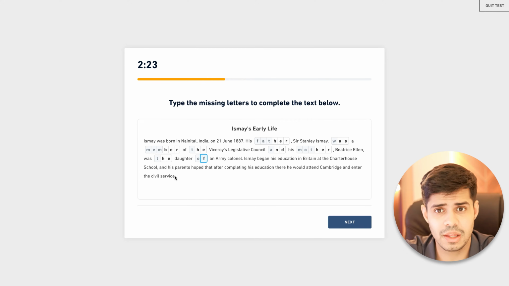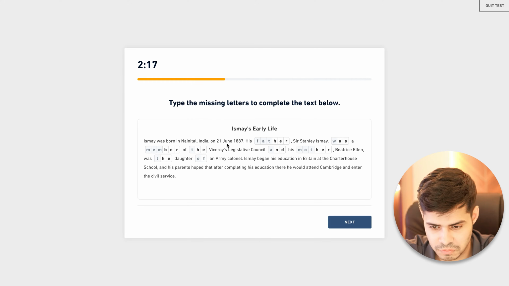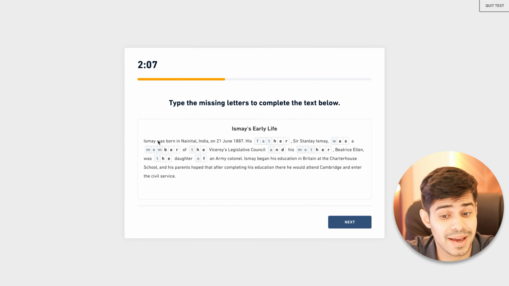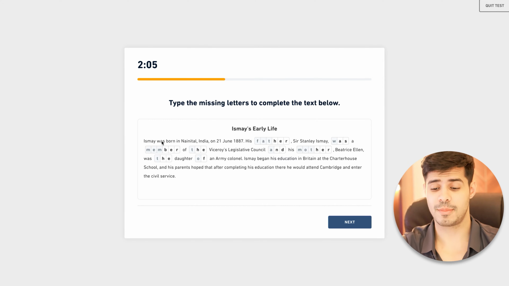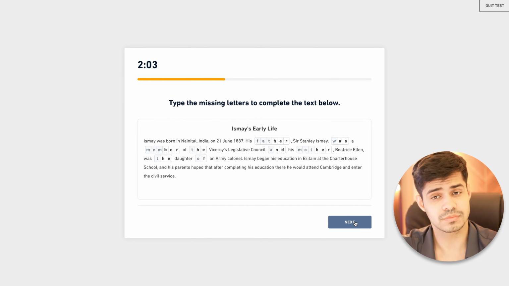And I think everything looks quite decent here. I really don't think that anything needs to change here. His father, they talked about his mother. So both sentences are kind of linked to each other and everything works quite well. Was a member, everything's in past tense, so we're following the tenses as well. Everything looks good. Let's move on.